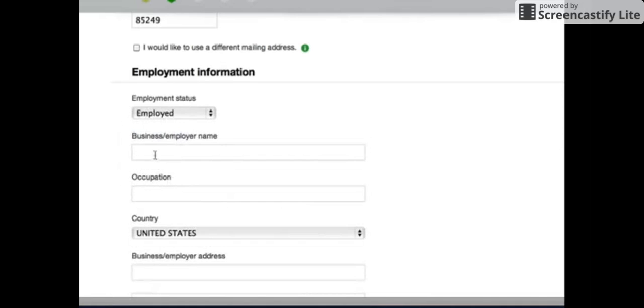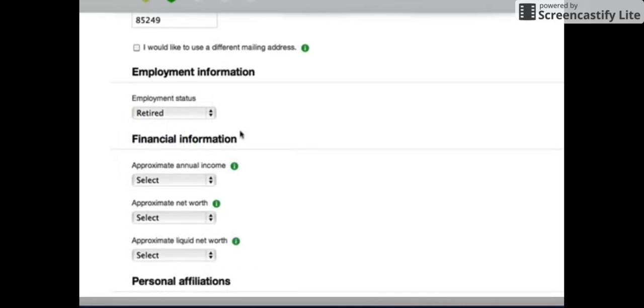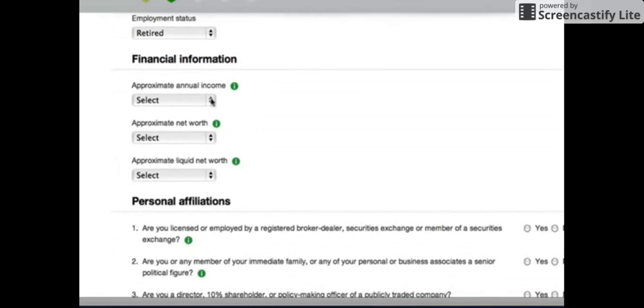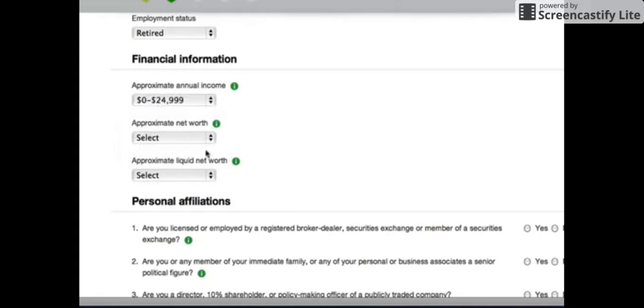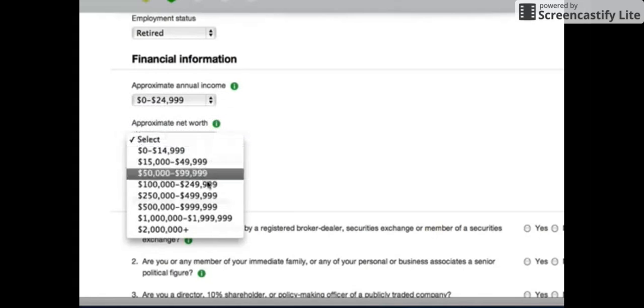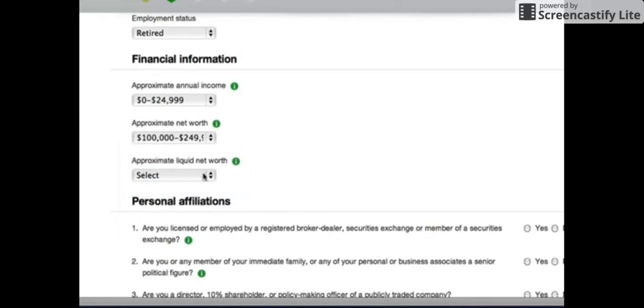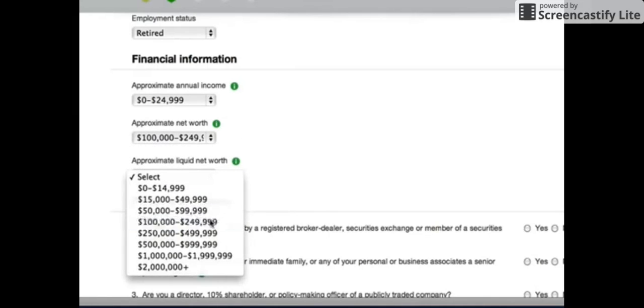If you do put employed, they're going to make you fill that out. Honestly, I just put retired, and there's nothing else to fill in there. Approximate annual income, again, put whatever you want. It really doesn't matter. Approximate net worth, I did put this, since I was sending in a check for $150,000, I did put that one just to make it look legit, and I put that right there.